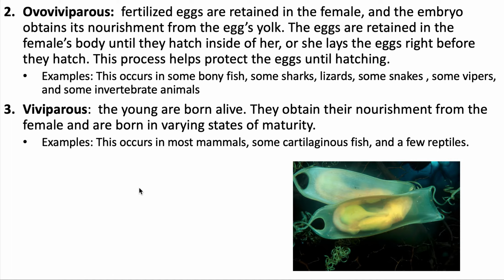Examples of this occur in some bony fish, some sharks, lizards, some snakes, vipers, which are a type of snake, and some invertebrate animals. Then the last is viviparous, which is when the young are born alive. They obtain their nourishment from the female and are born in varying states of maturity, depending on the organism. This occurs in most mammals, some cartilaginous fish, which are sharks, and a few reptiles.